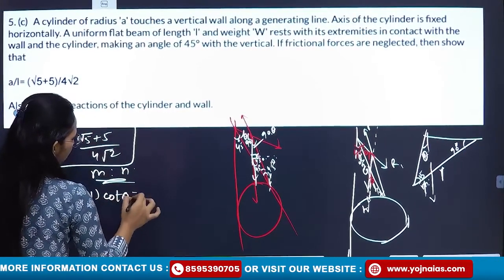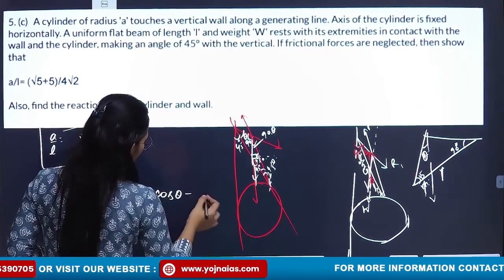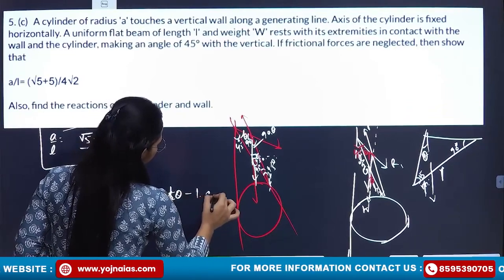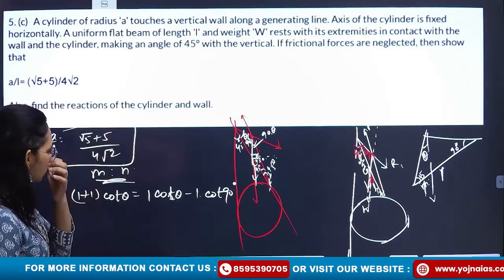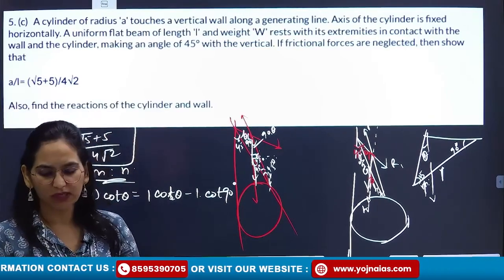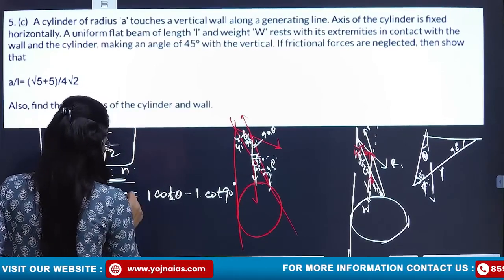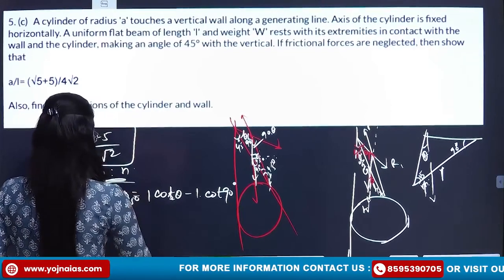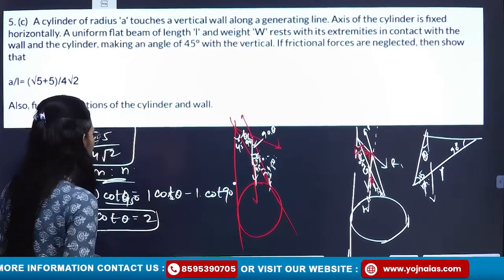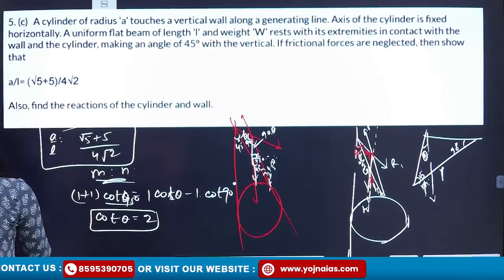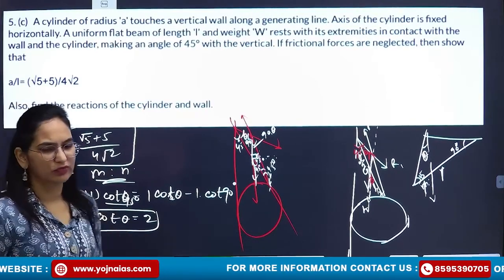1 plus 1, cot theta equals cot theta minus cot 90 degree. Cot 90 is cos 90 by sin 90, that would be zero, and hence cot theta is equal to, that is 45, this cot 45 is 1 and cot theta is equal to 2. We got the value of cot theta, and if you have that, then tangent theta is 1/2, and then you can calculate all the angles whatever you require in the trigonometry.